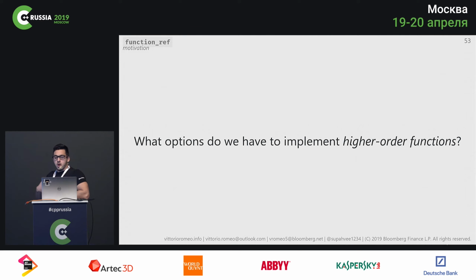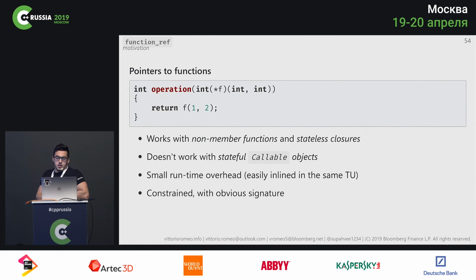So I want to see what options we have right now in the language to implement higher order functions. So what can we do? One of the most basic options that's also available in C is pointers to function. So imagine maybe you're writing some sort of calculator where you want to take an operation f and perform that operation onto numbers like 1 and 2.